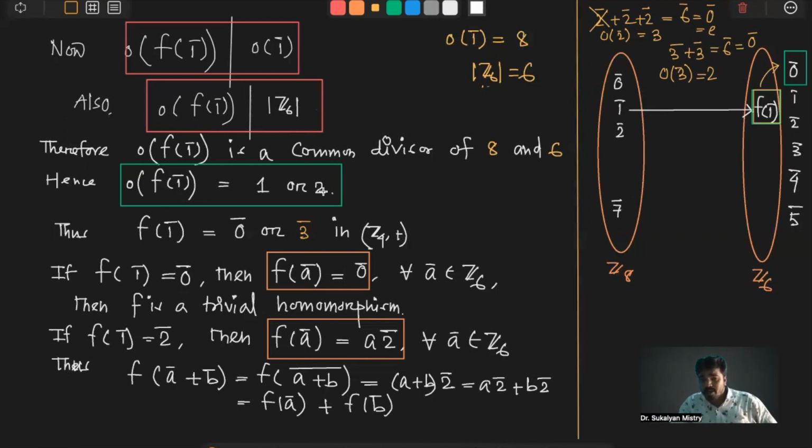অর্ডার অফ f1 বার is 2। এখানে কোন এলিমেন্টের অর্ডার 2? 3 বার এই যে এলিমেন্টটা আছে এর অর্ডার হচ্ছে 2 ইন Z6। সো f1 বার is 3 বার। ওকে, সো f of 1 বার is either 0 বার or 3 বার। দেখো আমরা এলিমেন্টটা f1 বারটা কিন্তু ফাইন্ড আউট করে নিলাম। ঠিক আছে, ক্লিয়ার?